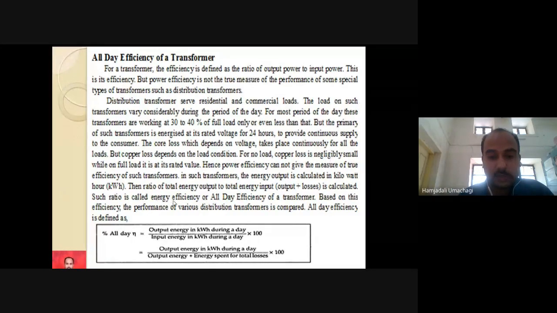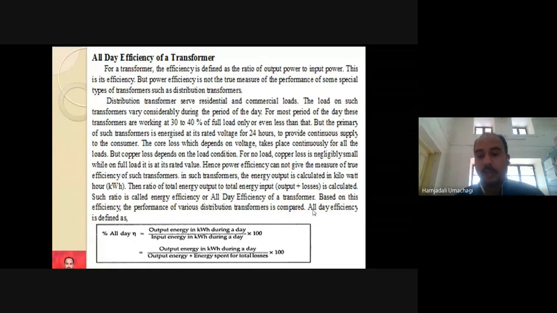Such a ratio is called energy efficiency or all day efficiency of a transformer. All day means throughout 24 hours the transformer should be excited from the power supply. For that sake, its primary winding should be continuously connected to the supply mains. For that reason, we call this type of efficiency of the transformer all day efficiency, or we are measuring efficiency in terms of energy. Due to that fact, we say this one has energy efficiency. Now, based on this efficiency, the performance of various distribution transformers is compared.